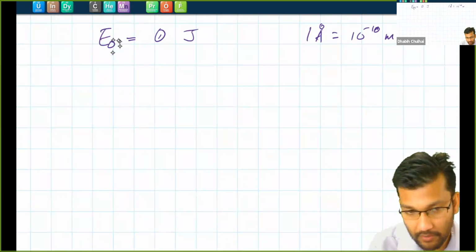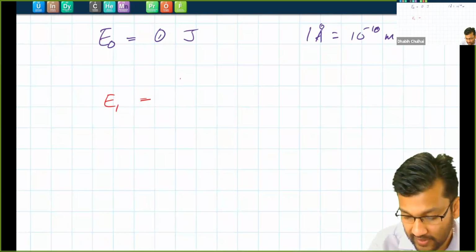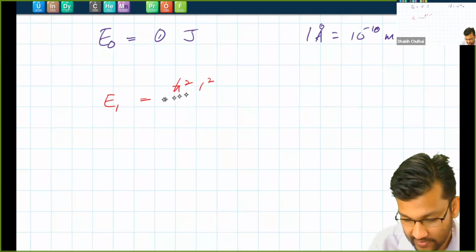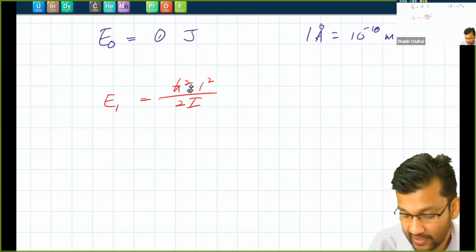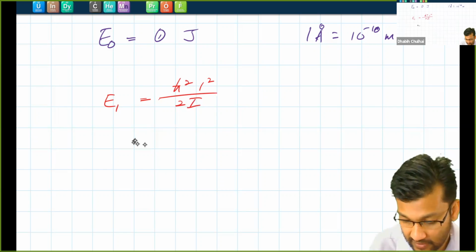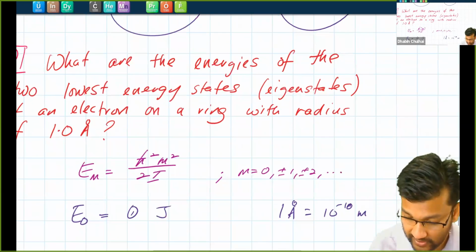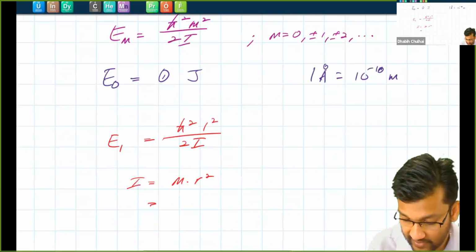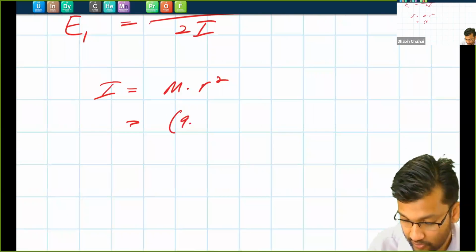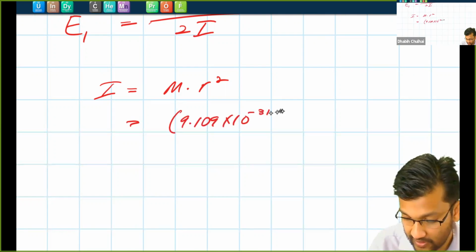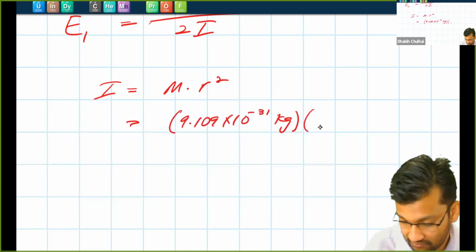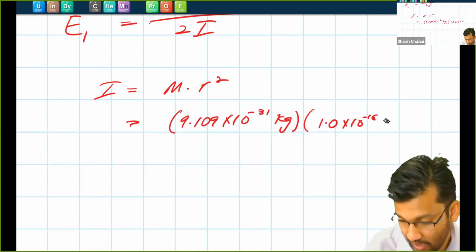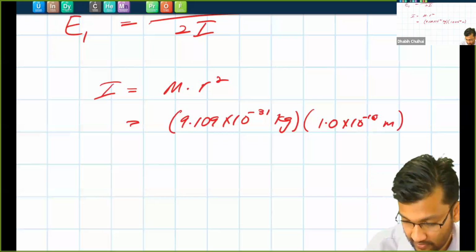So the next level up was E1. And this will be h bar squared, 1 squared, because m is 1 over 2 times the moment of inertia. We know what h bar is. So we just need to figure out the moment of inertia, which is the mass times r squared. It's an electron, so the mass is the mass of an electron, which is 9.109 by 10 to the minus 31 kilograms, I think. Yes. R is 1.0 by 10 to the minus 10 angstrom, meters, sorry. I converted to meters squared.